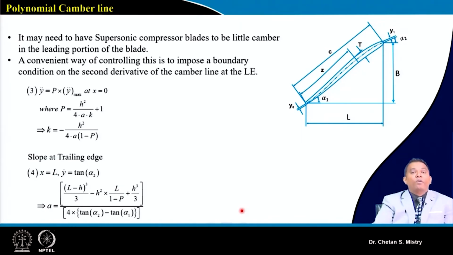Now what we know, as we have discussed, for many aerofoils we need to have slight camber provided at the leading edge. In order to have that as a configuration, we are putting our boundary condition as we have discussed. This is at x equal to 0, my second derivative, which I am writing as P into the second derivative having maximum value, and that will give me the value of K as well as the value of P. Now we know what the slope is at our trailing edge. Based on that, we can calculate the value of A.